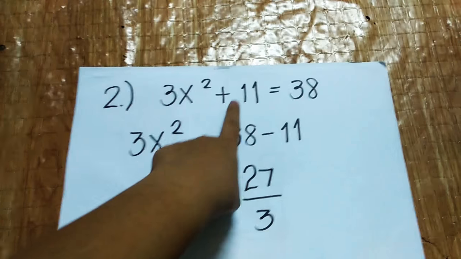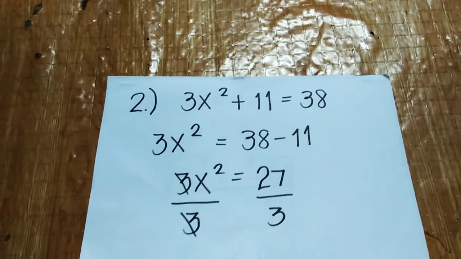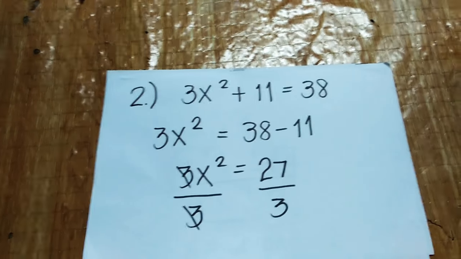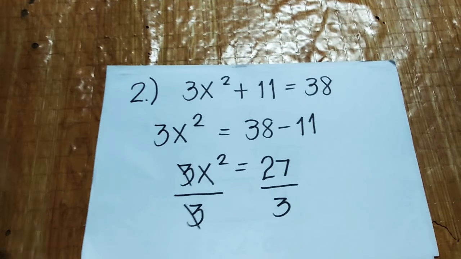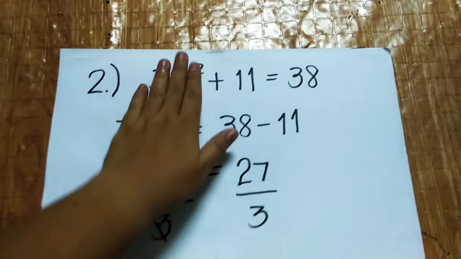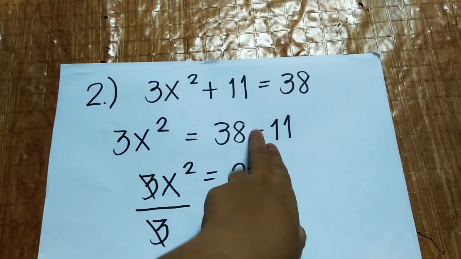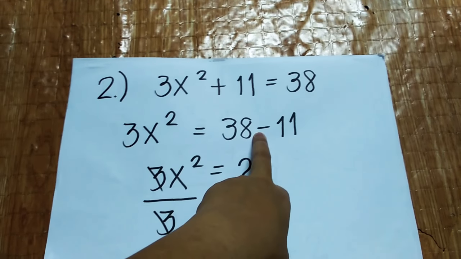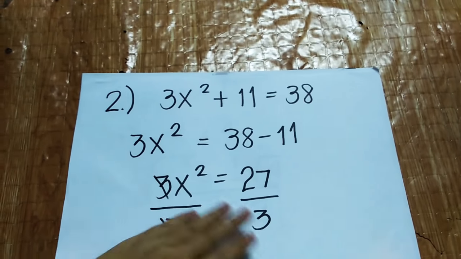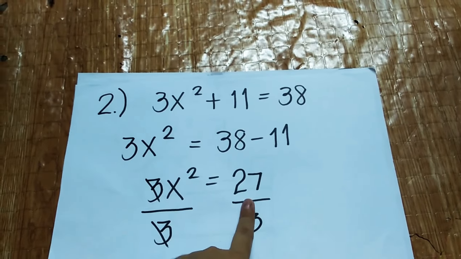Ang ginawa natin, nilipat natin si 11 to the other side. Kaya naging negative 11. Bago ka kasi mag-square root ng both side, kailangan matira lang doon si x squared. Yung may x squared lang dapat ang matitira. So, kung ito lang ang matitira si x squared, si 11 ilipat mo sa kabila. So, dahil lumipat ng equal sign, magiging negative 11. Okay. Then just simplify. So, we have 3x squared. 38 minus 11, we have 23.